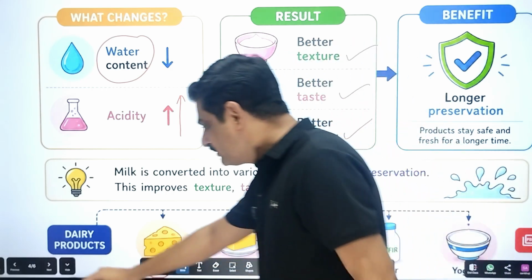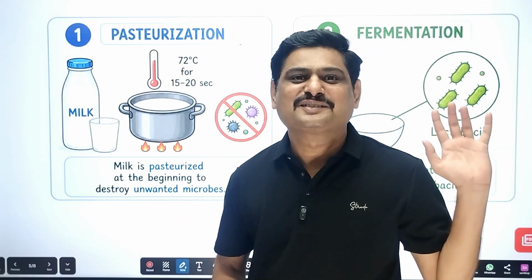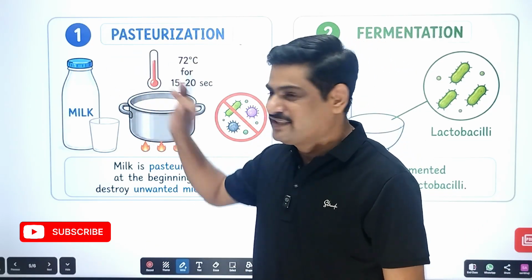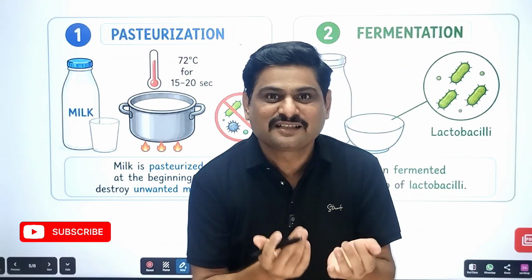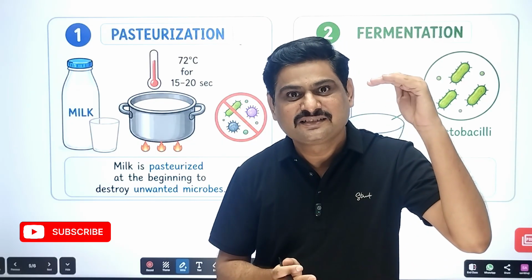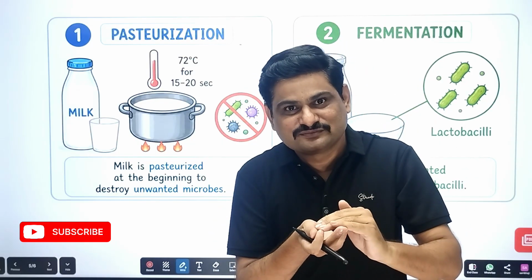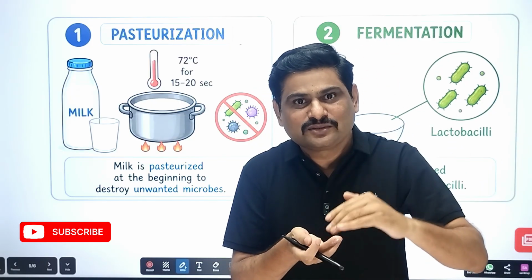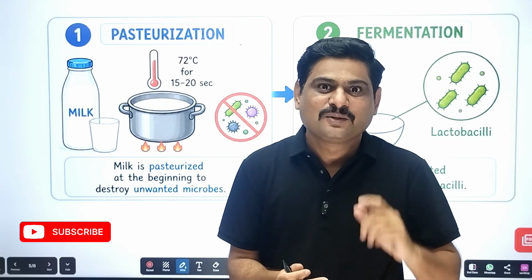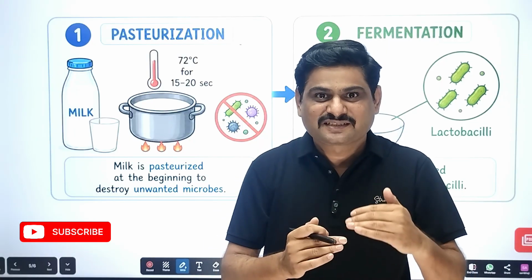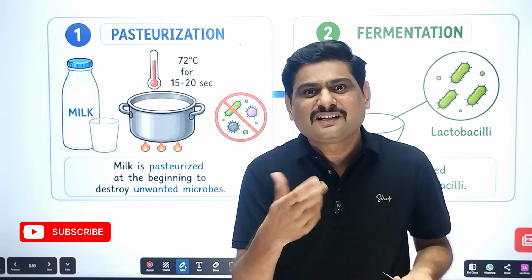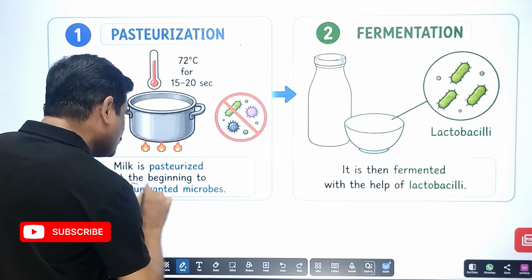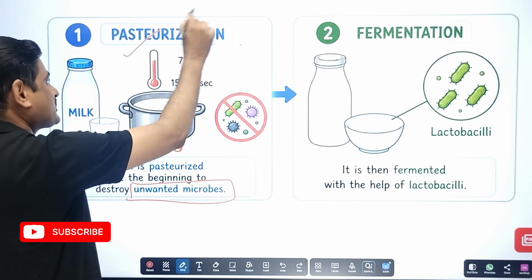Now whenever you are making any milk product, children, we have to follow some basic steps. The first step is pasteurization. Pasteurization means we have to heat the milk at 72 degrees Celsius and again cool it down. Simply remember, you have to heat the milk, cool it, again heat, again cool, 2-3 times you have to repeat it. Why? After heating, whatever unwanted microbes, unwanted bacteria are there, all get killed. So unwanted microbes we are removing by pasteurization.